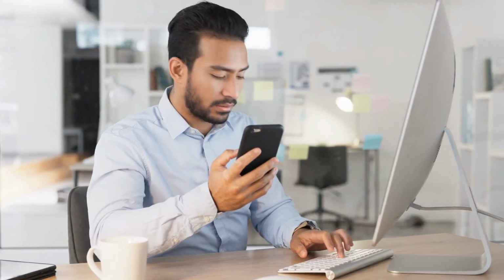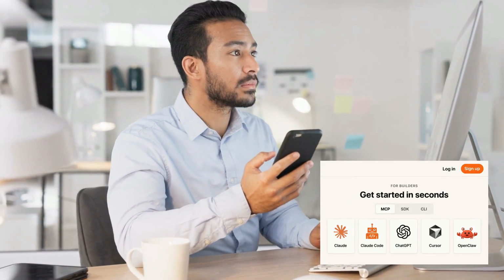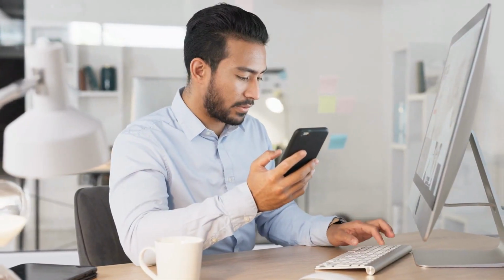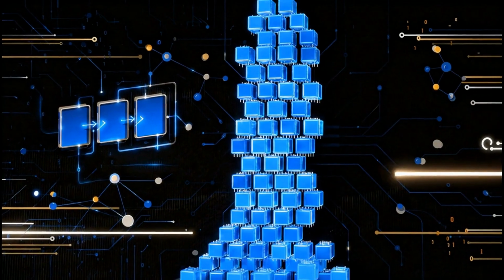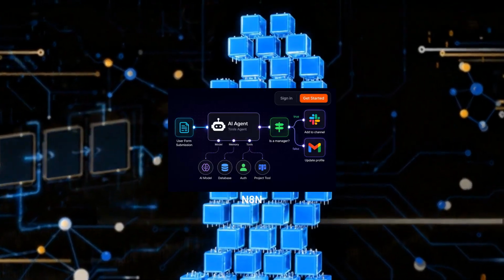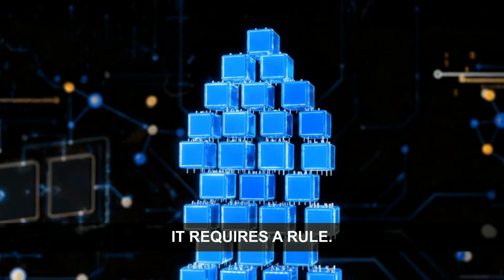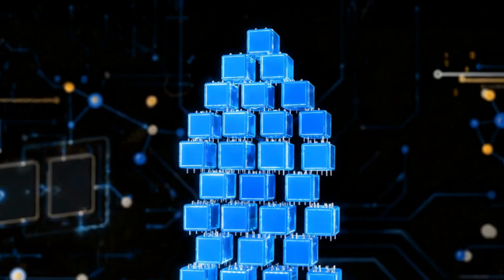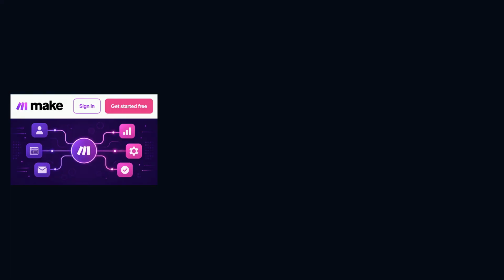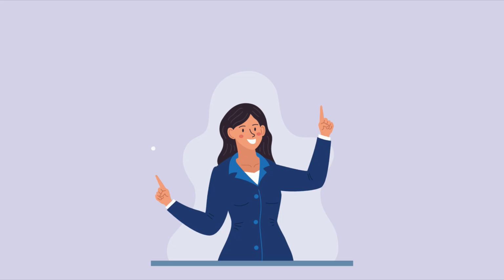Think about what actually eats your week. Retyping the same email reply, downloading the same attachment, copying numbers from one app into another. None of that requires a human brain. It requires a rule. Once you see your day as a stack of small rules instead of a stack of tasks, automation stops feeling technical and starts feeling obvious. But knowing you can do this is one thing. Picking the right tool without getting frustrated is a whole different fight.